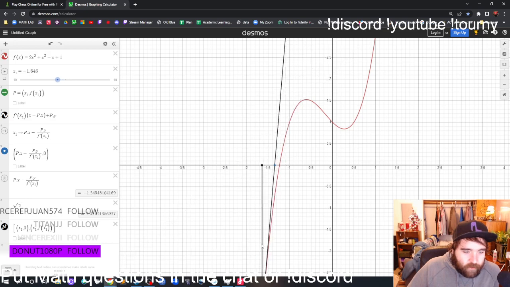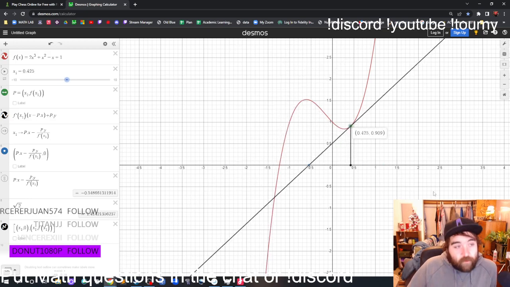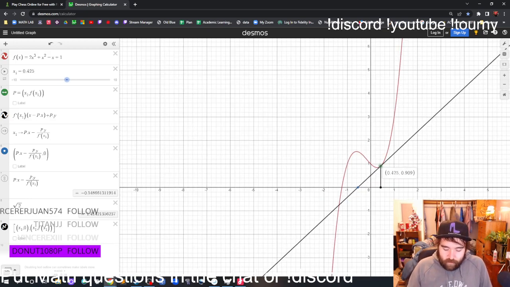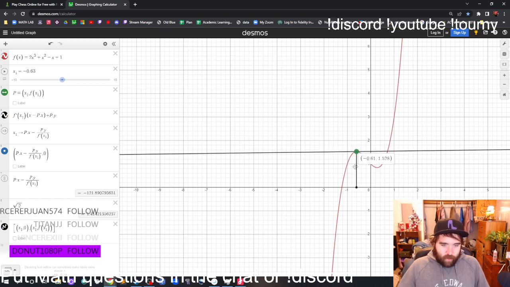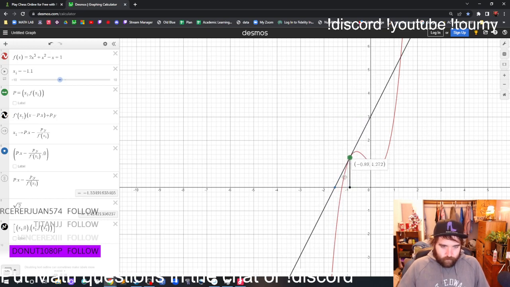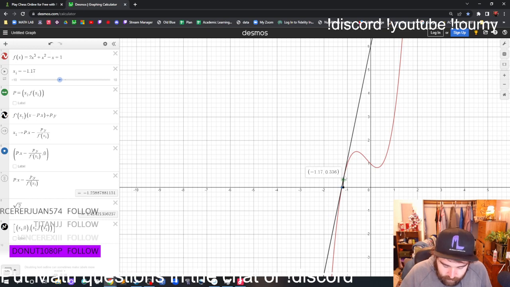Oh, yeah, you can just drag it too. Yeah. So that's pretty good. Doing these by hand, I don't really get the purpose. It's nice to know the idea. It's nice to be able to code it up in Desmos. Speaking of which, let's go to the next problem while we're here.